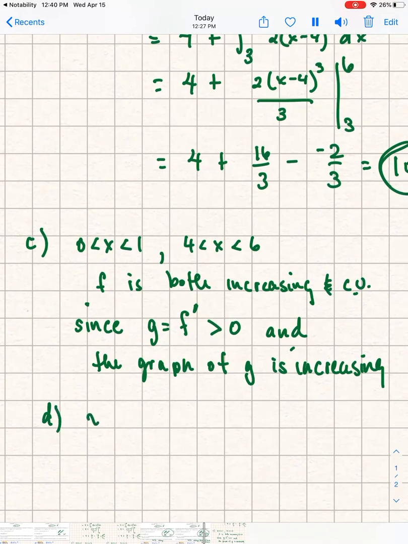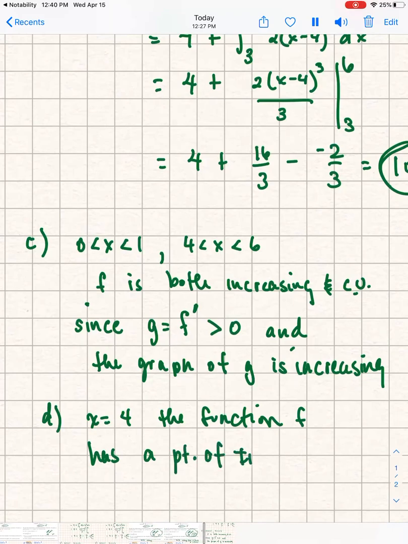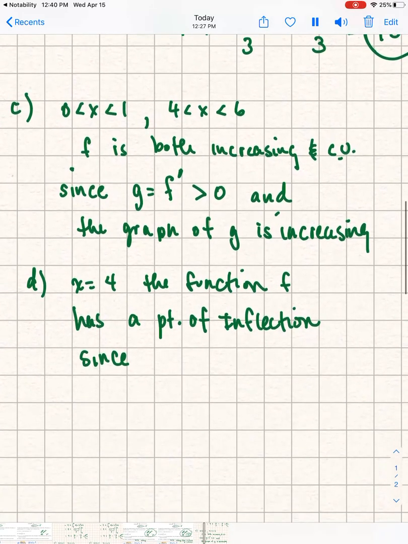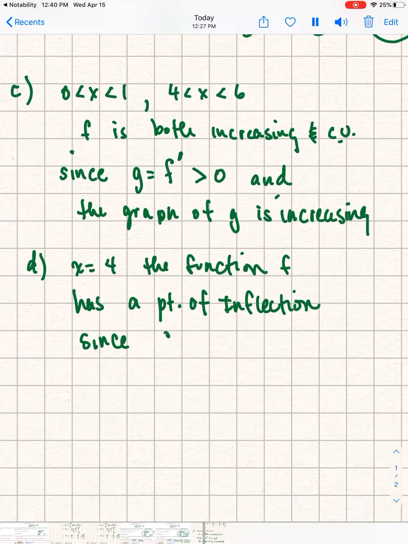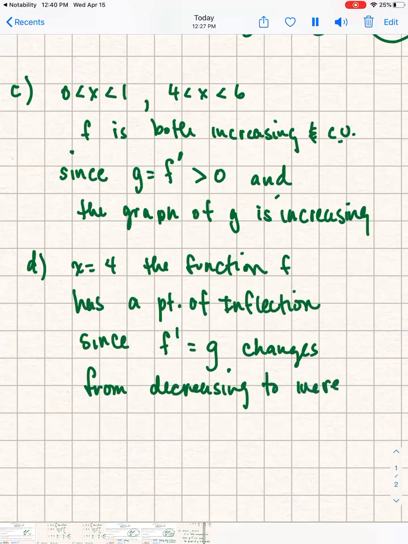All right, so at x equals 4, function f has a point of inflection since f prime, which is equal to g, changes from decreasing to increasing. Okay, hopefully that is a bit helpful.